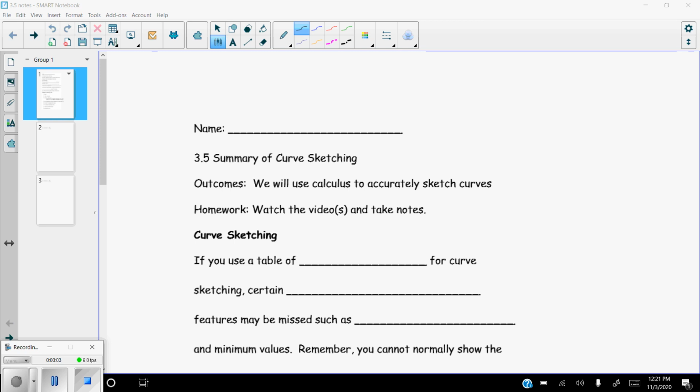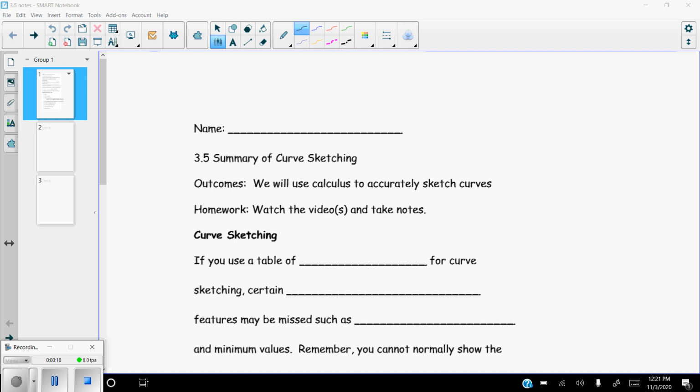All right, this is section 3.5. You'll notice we've kind of skipped over 3.4. We've actually already done it. 3.4 was limits as x approaches infinity or negative infinity. So we've already done that as a part of the limit section.